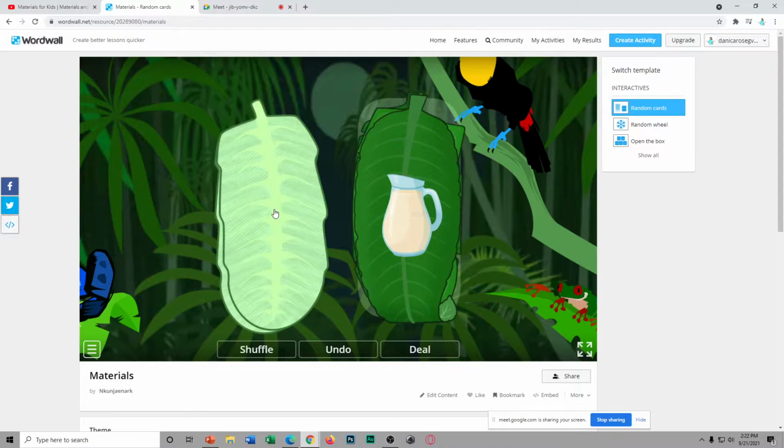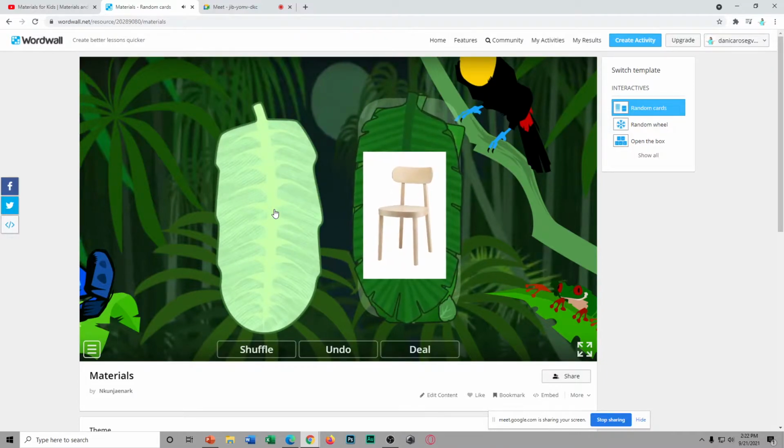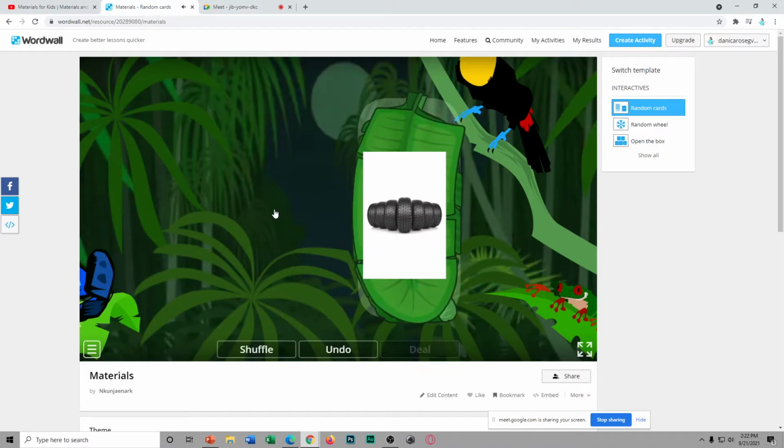Glass from sand, yes. Next, we have a chair. And this chair is made of wood. Next, we have, what do you call this? It's called the wheel, or some people call it tires. Okay? Wheel or tires are made of rubber. Okay, rubber.